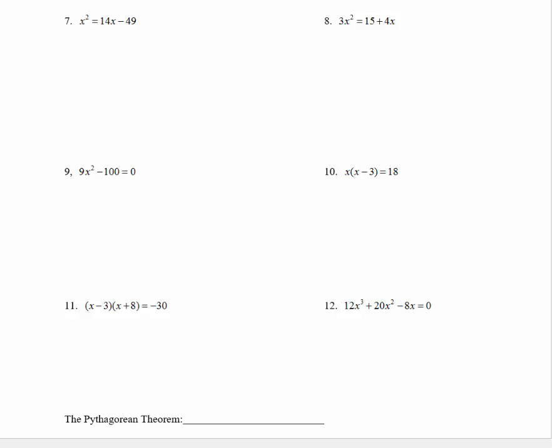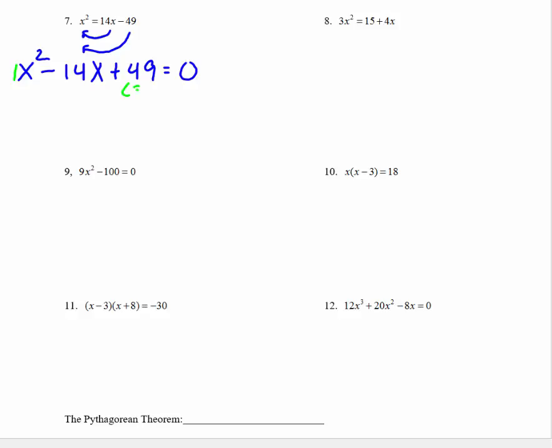So since x squared is already positive on the left hand side, I'm going to go ahead and bring over the 14 and bring over the negative 49 instead. So I get x squared minus 14x plus 49 now equals 0. So since it equals 0, the next step is to try and factor. This is just a C method because the number in front of x squared is 1.